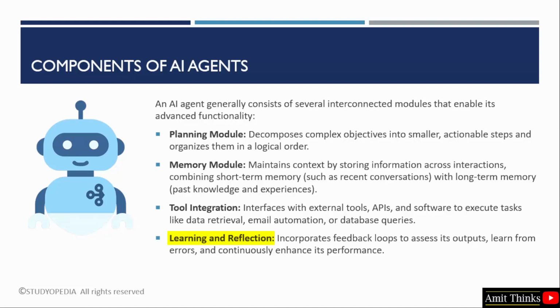It embeds feedback mechanisms that allow the agent to evaluate its performance, learn from mistakes and continuously improve over time. So in this lesson we saw what are AI agents and what are its components.